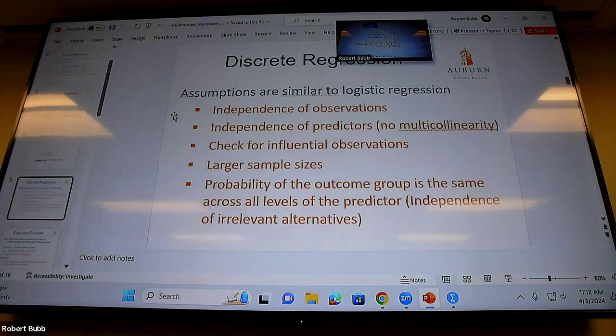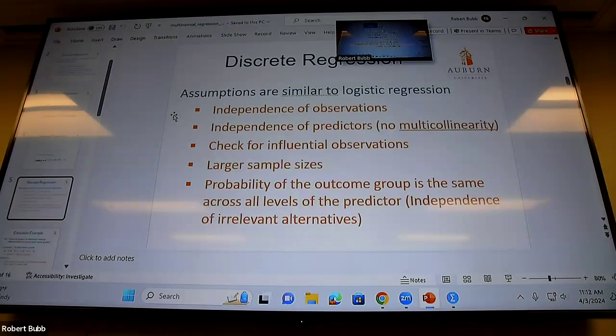Assumptions are also going to be similar, still need independence of our observations. So in other words, we want to be careful if we're collecting data all from one class or from one family. We've talked about that before. Still want independence of our predictors, in other words, no multicollinearity. So if you were to fit an ordinal logistic regression or a multinomial logistic regression, you still want to check for collinearity among your predictors. I still want to look for any influential observations. And of course, you are using categorical data, so you're losing statistical power. So you want larger sample sizes than you would have if your outcome was a continuous variable. So all those things still apply.